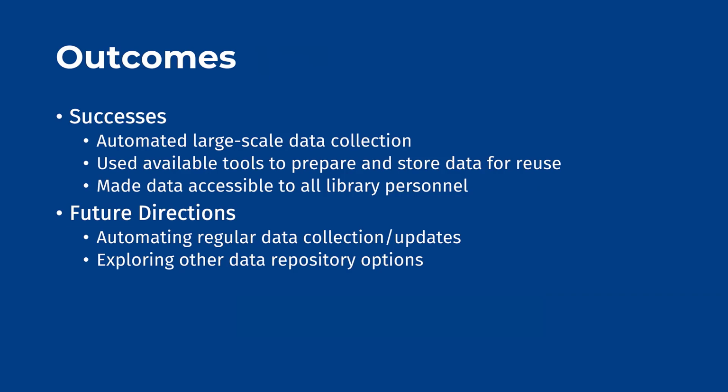So the outcomes of this project, I think there were a lot of successes, namely that we were able to automate the process of retrieving WorldCat Holdings using the OCLC numbers out of ALMA. And then using tools already available to us, we were able to set up a way to prepare, store, and access that WorldCat Holdings data and reuse it in other contexts. Some future directions we might explore include looking into further automating the process of using the API. And we also might experiment with different options for storing the output data.